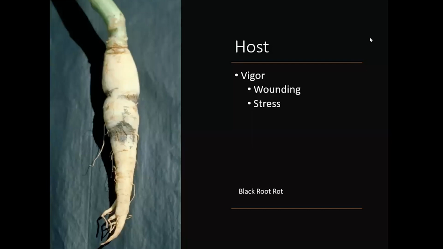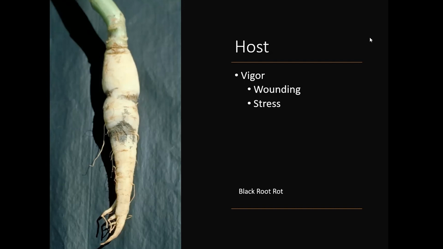Okay, so also as we talk about hosts, vigor is really important. So healthy plants are much more tolerant to disease than weak or wounded or stressed plants. In particular, think about wounding. So wounding is kind of like an open door for these pathogens. They can get in when there is a wound or something to let them in.